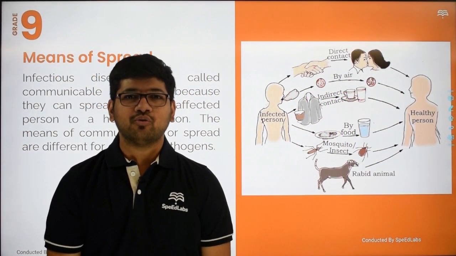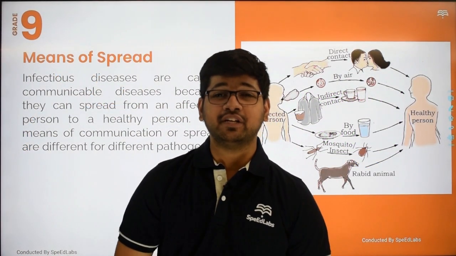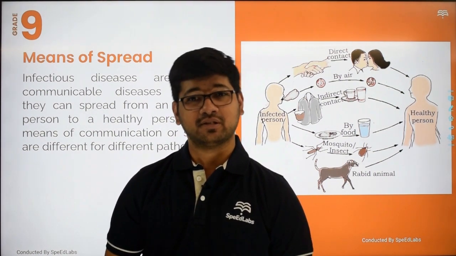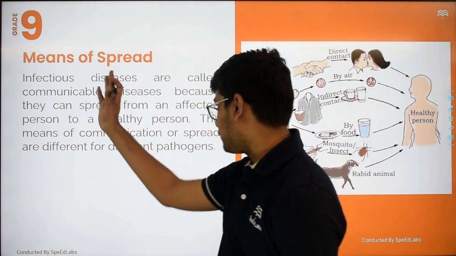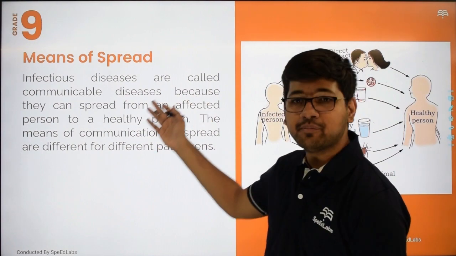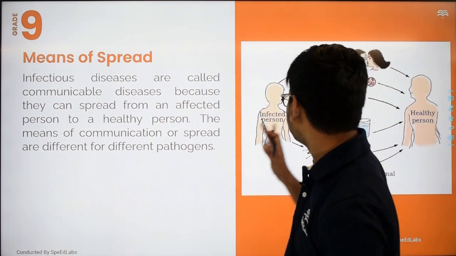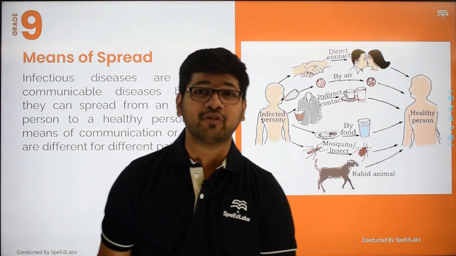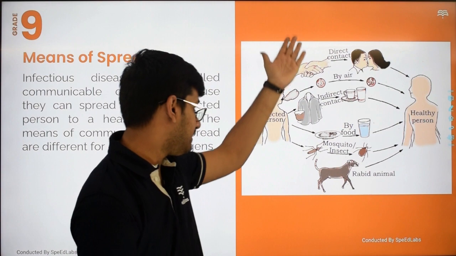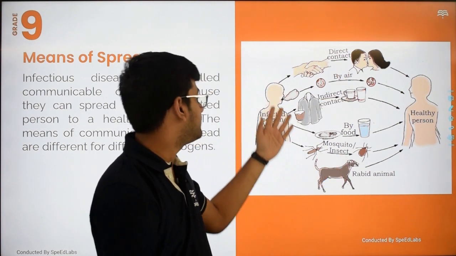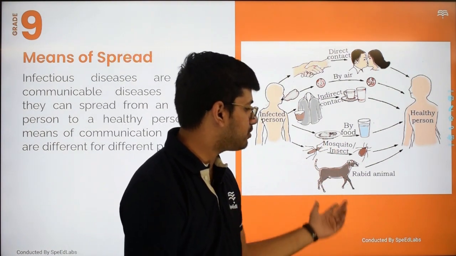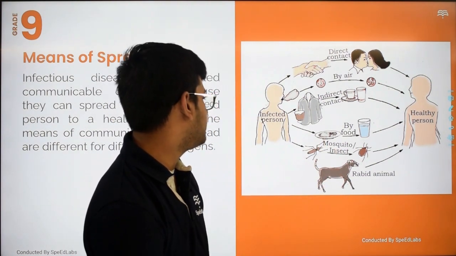Students, now we talk about how a disease communicates from an infected person to a healthy person through mediums, in which I'll be talking about means of spread. Means of spread occurs when an infectious or communicable disease comes into a person and the person gets infected, through any means that you can see: by direct contact, by air, by indirect contact, that is with things, along with food, mosquito, and any kind of rabid animal.